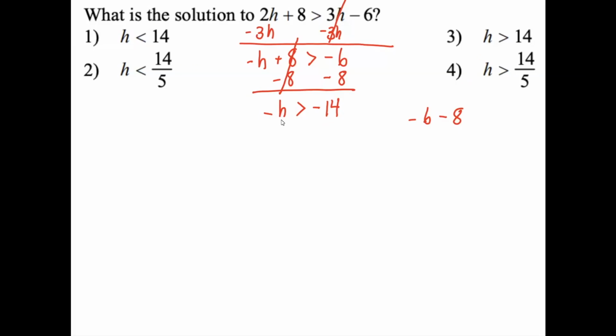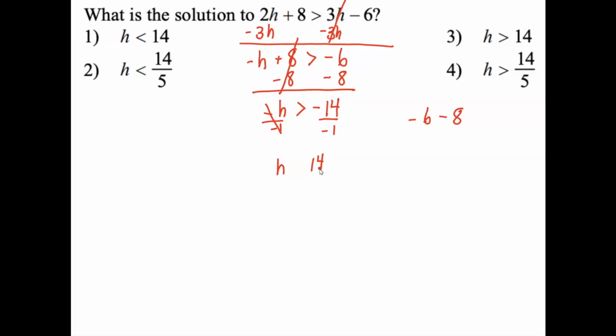I don't see that here, as I've got to make this h positive. Okay. Mathematically, we can think about it two ways. I can either think about multiplying by a negative 1 or dividing by a negative 1. I usually do division just to be consistent. Now, that gives me a positive h, and on the right side, a positive 14.